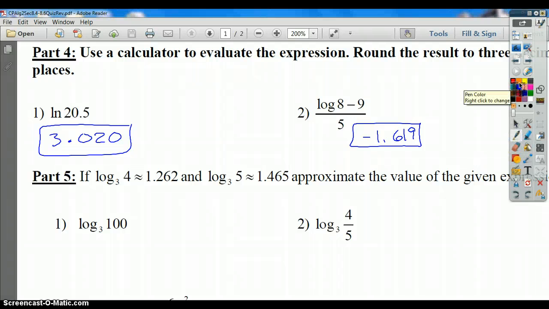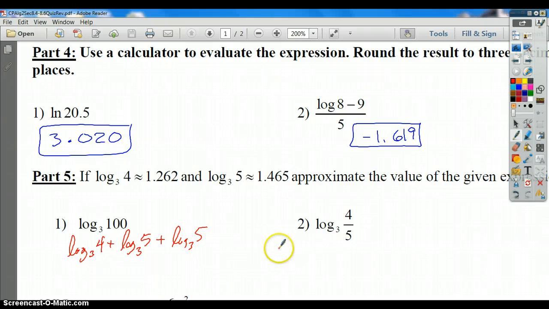So you're looking at log base 3 of 4 here. We have log base 3 of 5. So that's how I'm going to rewrite 100. I'm just going to guess. So 4 times 5 times 5 is going to be 100. So this is basically log base 3 of 4 plus log base 3 of 5 plus log base 3 of 5. So what I'm doing here is 1.262 plus 1.465 plus 1.465.